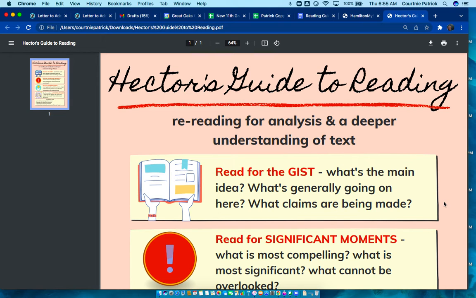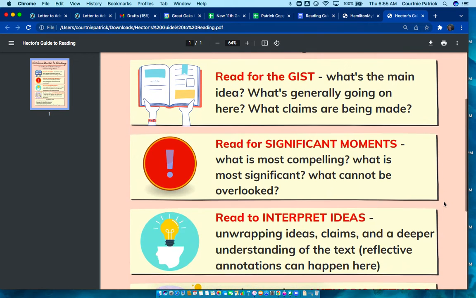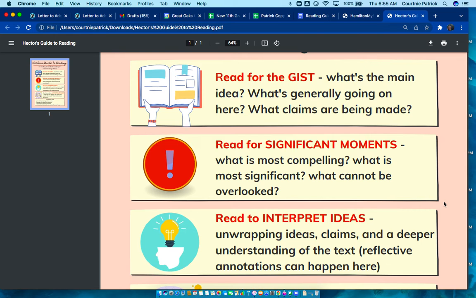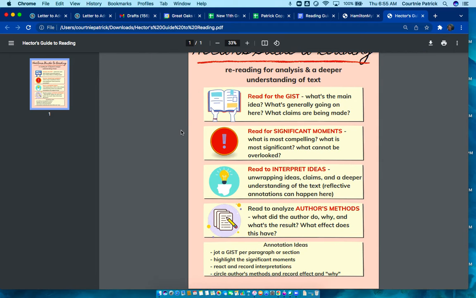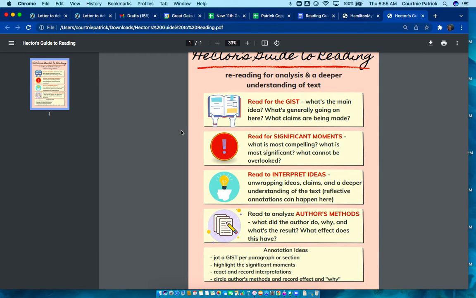So we had visitors yesterday, and one of them was Hector, and he is the one who taught me this. So instead of the formal language title of it, I just call it Hector's Guide to Reading for analysis and a deeper understanding of the text. And I'm going to use Hamilton to showcase how we're going to do this. You can see it in order. When I do teach middle school, I do go in order, but you guys do not have to. This is just enhancing your analysis, annotation, and deeper understanding.